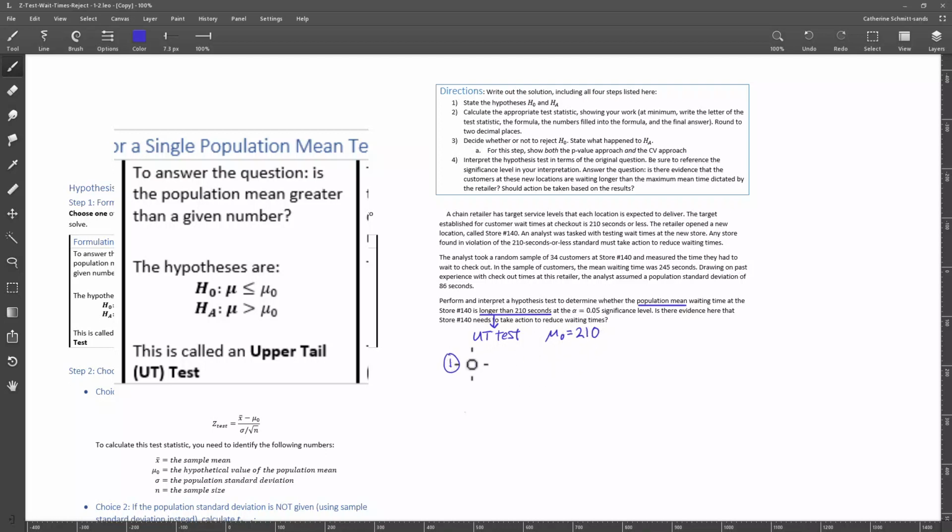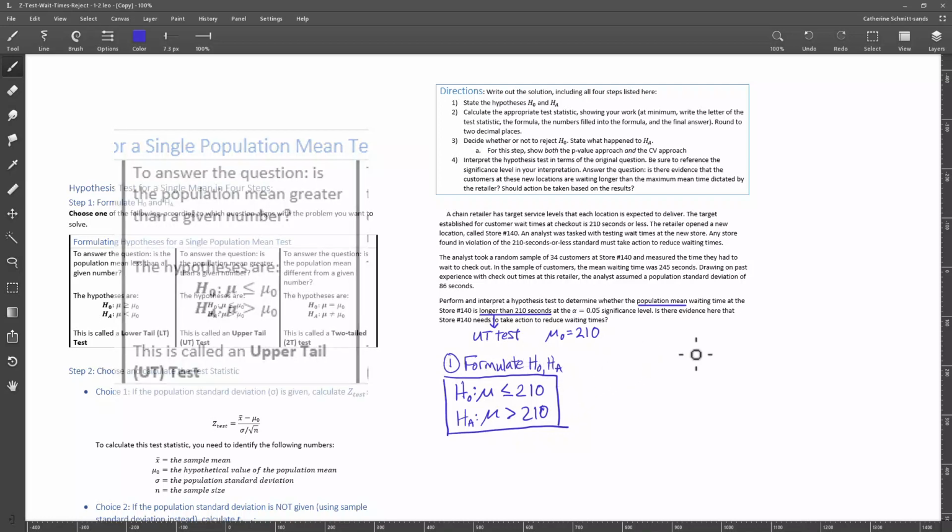So anywhere you see the symbol mu 0 in any of the formulas, substitute in the value 210. At this point, we can formulate these hypotheses, meaning write them down. The null hypothesis is mu is less than or equal to 210, and HA is that mu is greater than 210. The formulas have mu 0 on the right-hand side, but when we apply them in a hypothesis test, we fill in the mu 0 that applies to this particular problem. In this case, they want to know if that population mean is greater than 210.